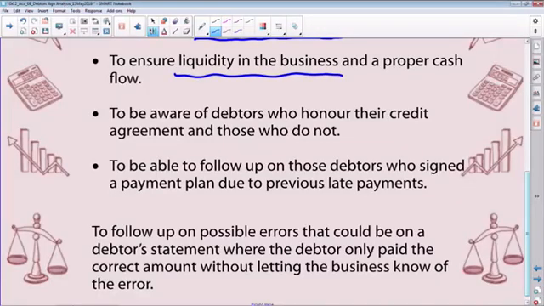To also follow up on possible errors that could be on a debtor statement where the debtor only paid the correct amount without letting the business know of the error. Obviously, these are all information that you can glean from the process of internal control.